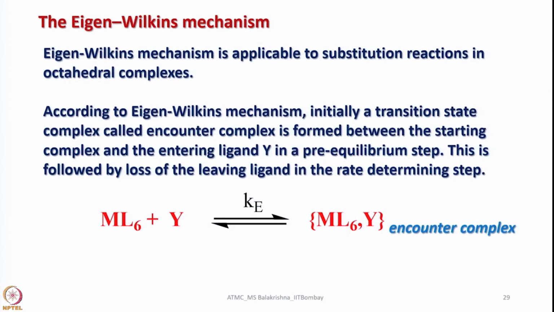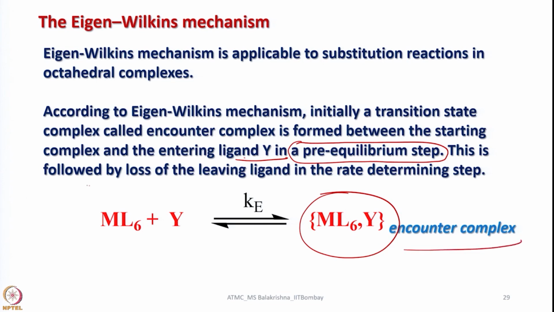Eigen-Wilkins mechanism. Now, let us look into Eigen-Wilkins mechanism in a little bit more detail. Eigen-Wilkins mechanism is applicable to substitution reactions in octahedral complexes. According to this mechanism, initially a transition state complex called the encounter complex is formed between the starting complex and the entering ligand in a pre-equilibrium step. This is very important. A pre-equilibrium step is established between the substrate molecule and the entering ligand, called the encounter complex. This is followed by loss of the leaving ligand in the rate determining step.